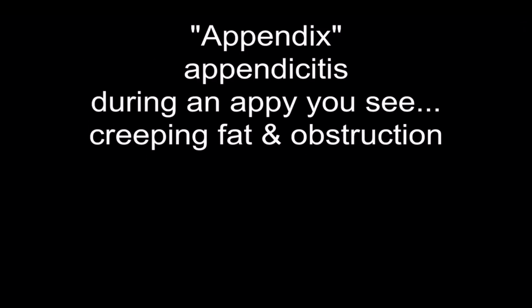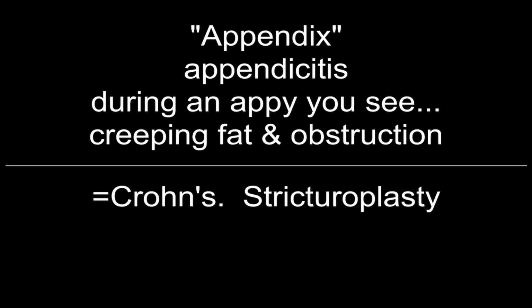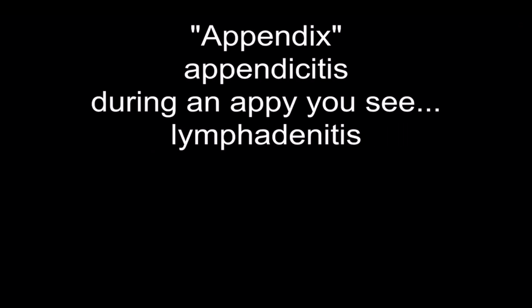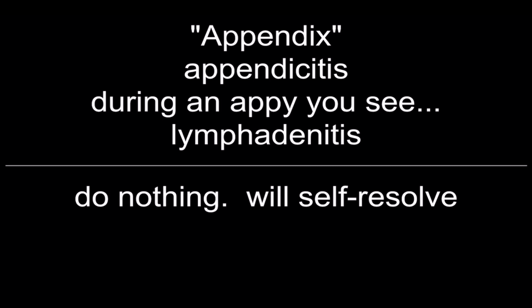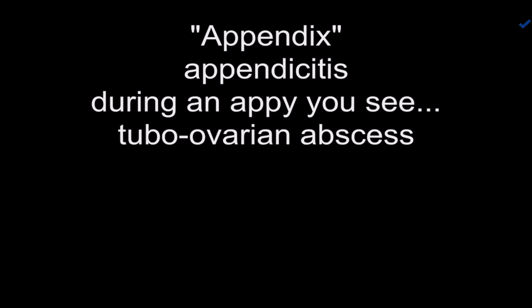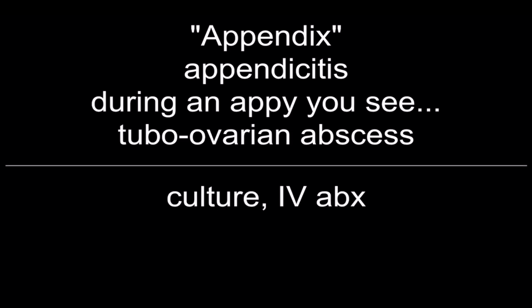Appendicitis during an appendectomy, what do you see? Or you're seeing creeping fat and obstruction. What is this? A Crohn's disease. You do a stricturoplasty. Appendicitis during an appendectomy, you see lymphadenitis. Then what is it? You don't do anything. It'll self-resolve. During appendectomy for appendicitis, you see tubo-ovarian abscess. What do? Culture and give IV antibiotics.